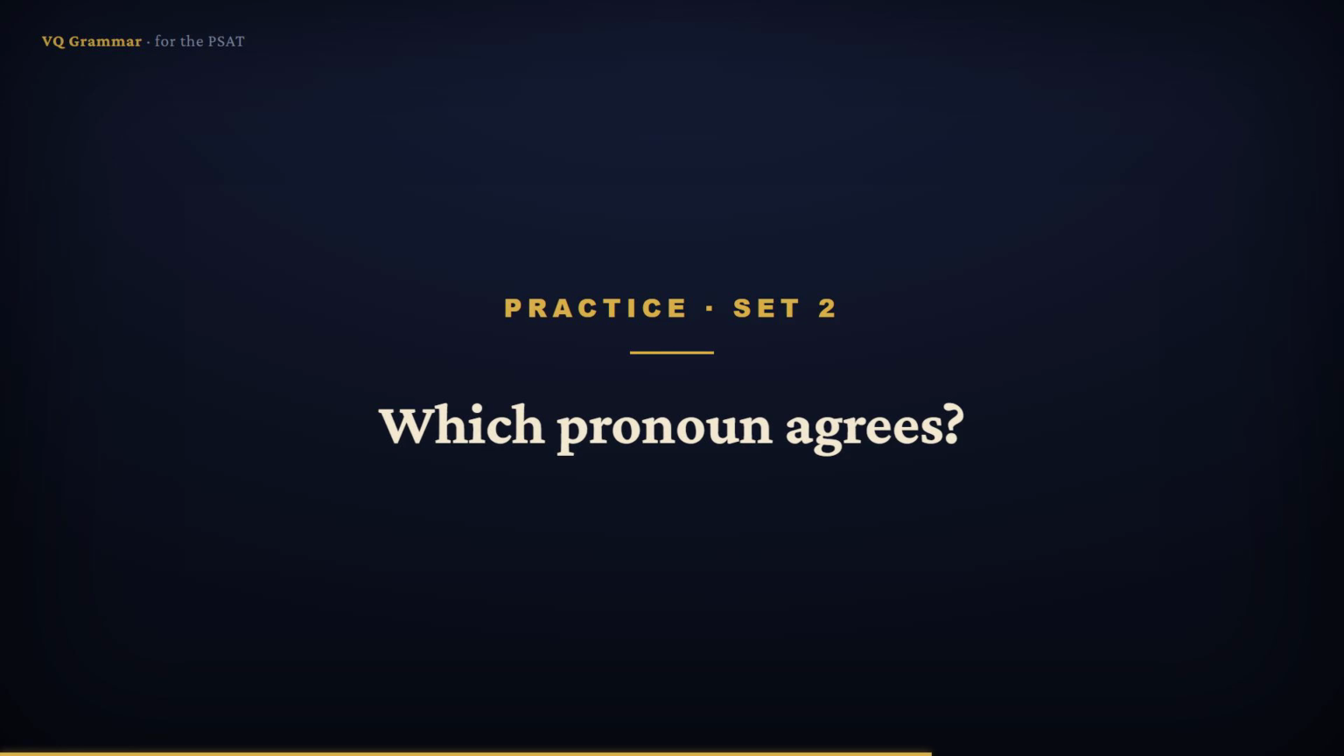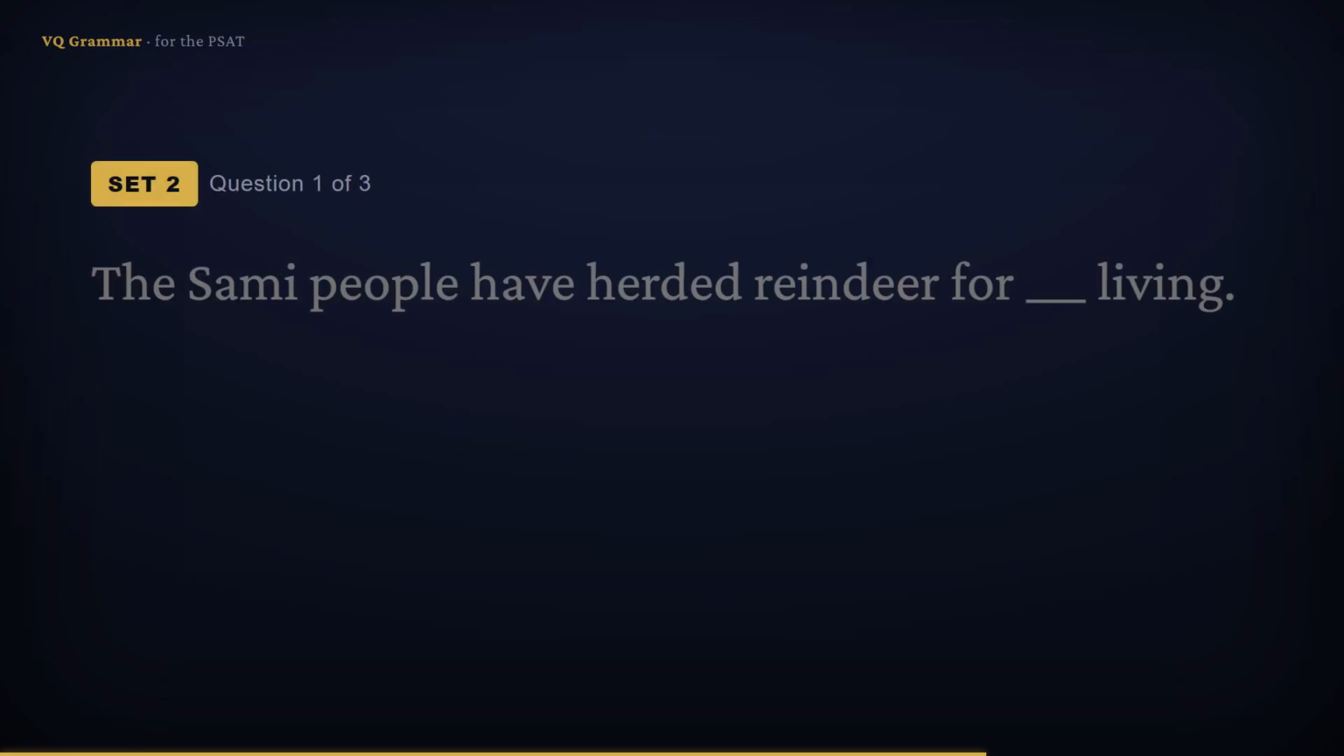Now let's check agreement. I'll give you a sentence with a blank, and you pick the pronoun that matches its antecedent in number. Find the noun first, decide if it's singular or plural, then choose. Pause and try each one.